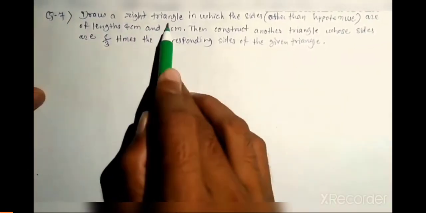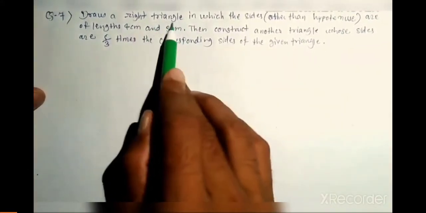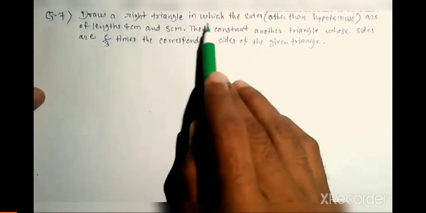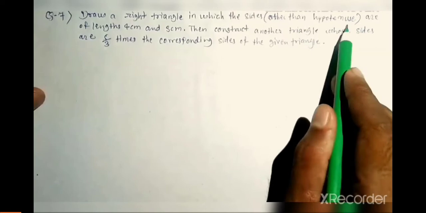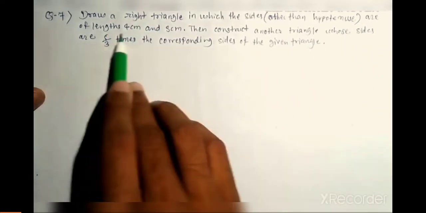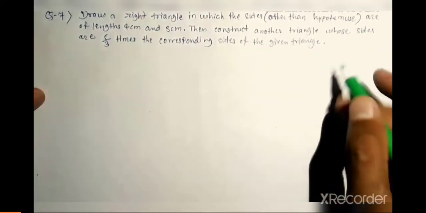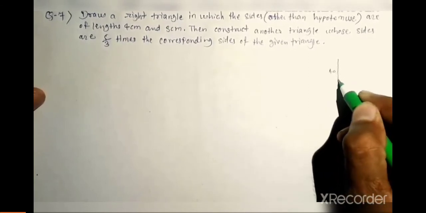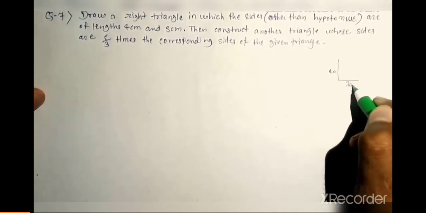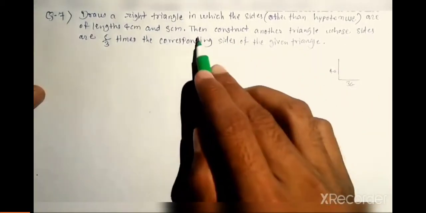Draw a right triangle. You know, it is 90 degrees, in which the sides other than the hypotenuse are given, with lengths 4 and 3. So draw the rough diagram. The height is 4 centimeter, the base is 3 centimeter. Sorry, 4 and 3.